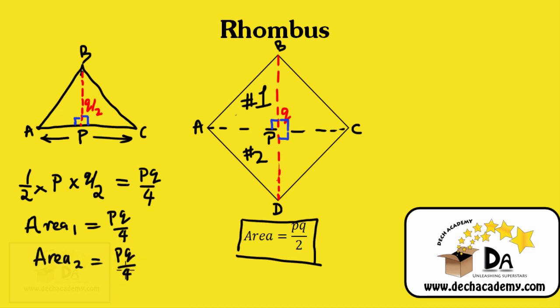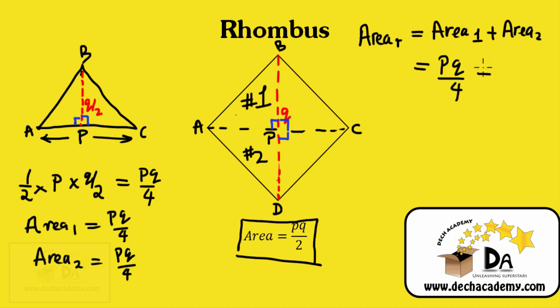So the total area of the rhombus, because the rhombus is essentially made up of 2 triangles, is equal to, let's do it this way, area of the rhombus, R for rhombus, is equal to area 1 plus area 2. So the area of the rhombus is equal to PQ over 4 plus PQ over 4, and that's equal to 2PQ over 4.